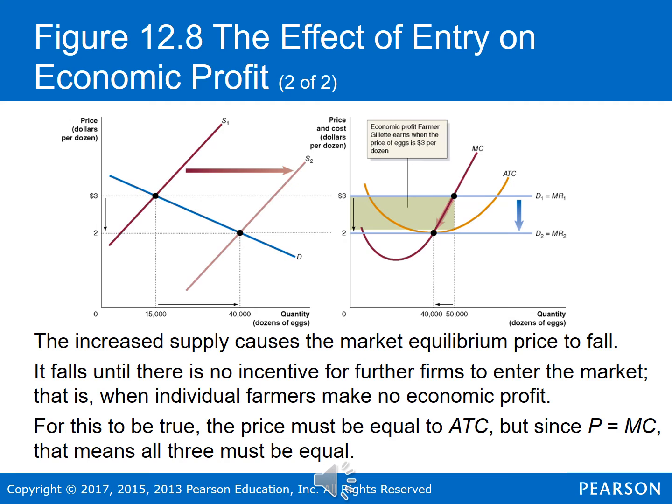Now in this case, it's going to go all the way down until the marginal cost curve and the marginal revenue curve intersect with the average total cost curve. So this is going to reduce the economic profit all the way down to zero. At that point, because Sasha and the other farmers selling eggs have zero economic profit, that's not going to encourage any more farmers to begin selling eggs.